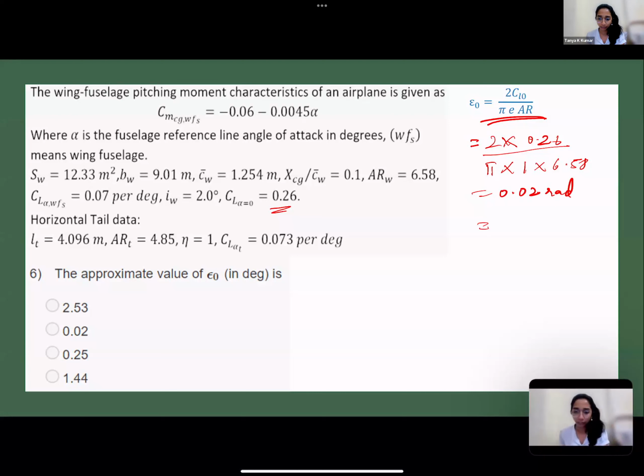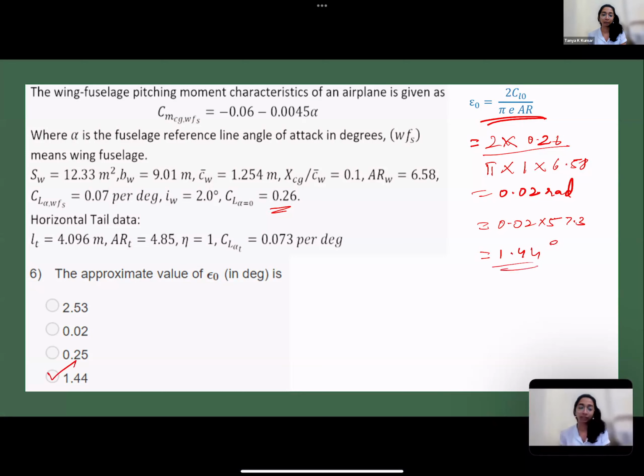How do you convert it to degrees? Multiply with 57.3. So it's just 0.02 into 57.3, or 180 by pi. So it comes to around 1.44, I think. Just correct me if I'm wrong, but I think it's around 1.44 degrees.